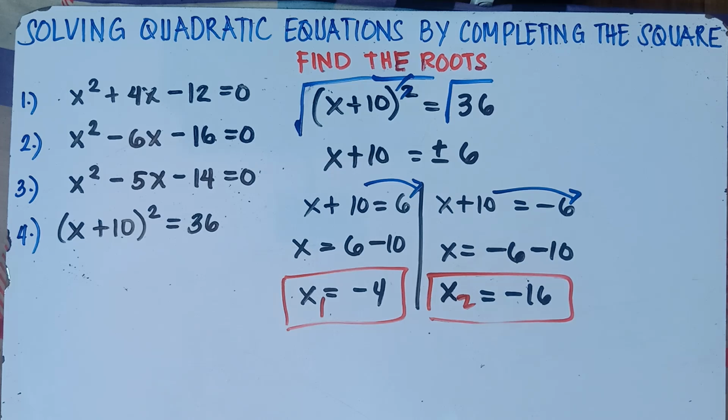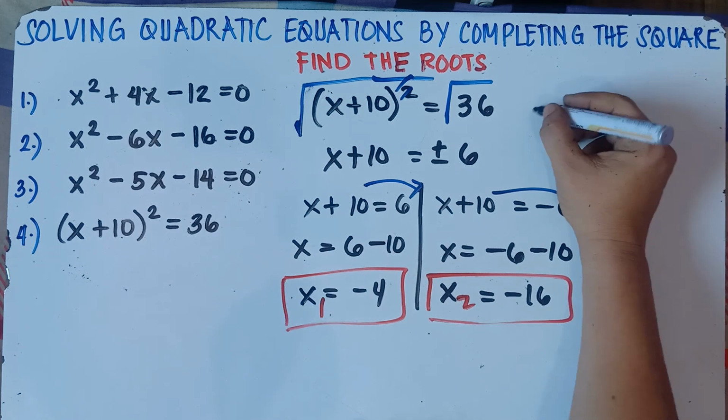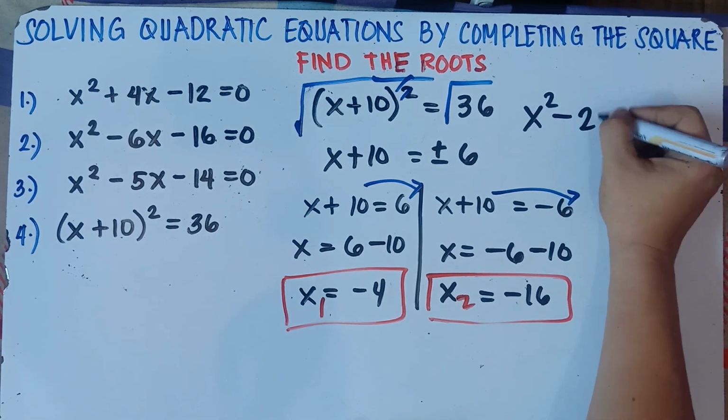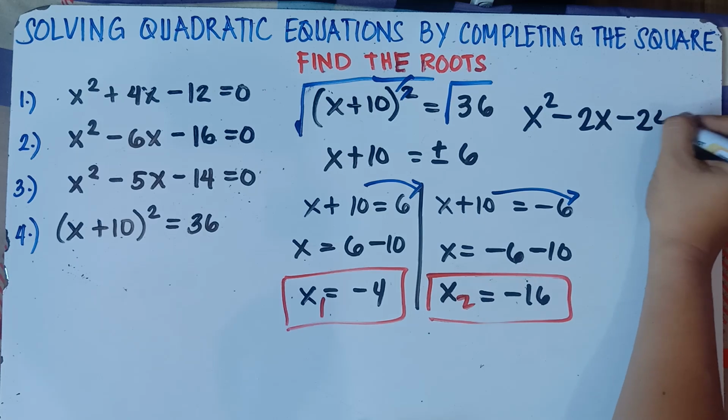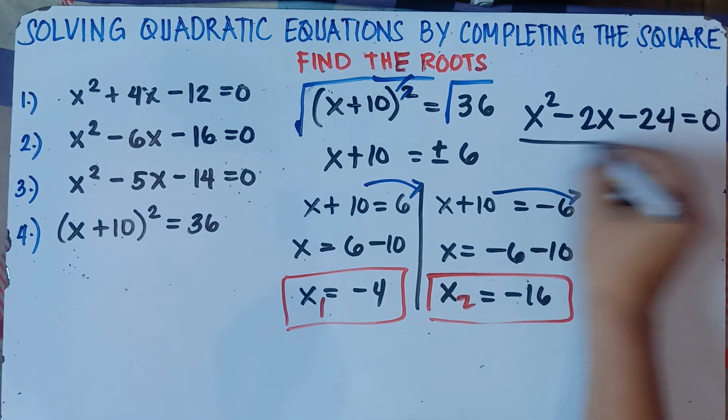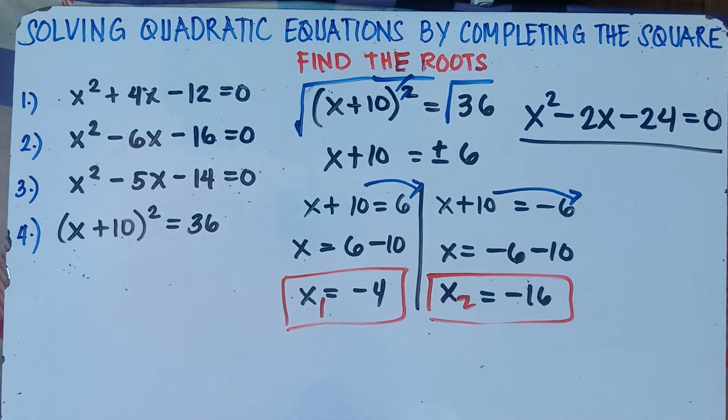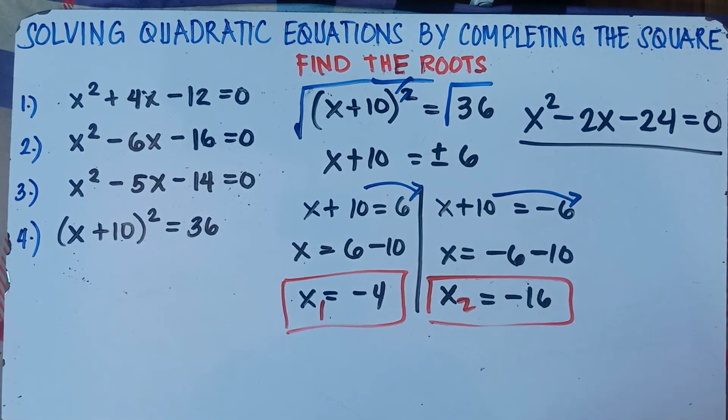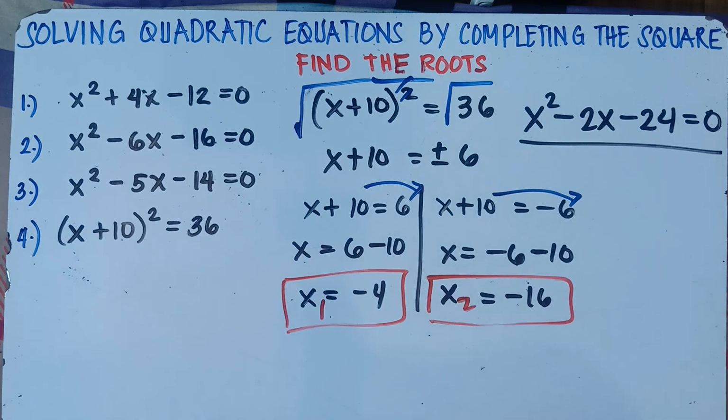Now, you try this one, class, and you put your answer in the comment section down below. Let me check, class, if you really understand our topic. So you try completing the square, class. What if you have x squared minus 2x minus 24 equals 0? You try this one, class, and put your answer in the comment section down below.